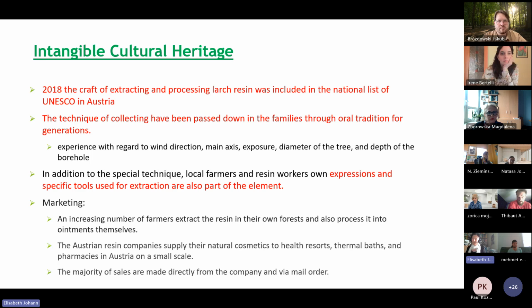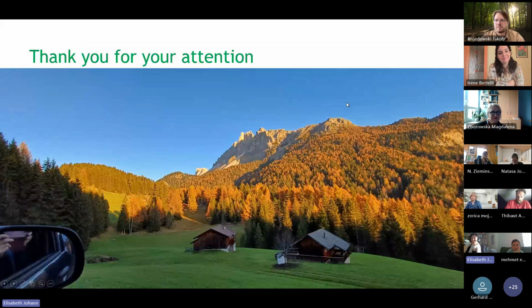And in addition to the special techniques, local farmers and resin workers have their own expressions and specific tools used for extraction, and this is also part of the element. And with regard to marketing, an increasing number of farmers extract the resin in their own forests nowadays and also process it into ointments themselves. And the Austrian resin companies supply their natural cosmetics to health resorts, thermal baths, and pharmacies in Austria on a small scale. However, the majority of sales are made directly from the company and via mail order. Thank you very much for your attention.